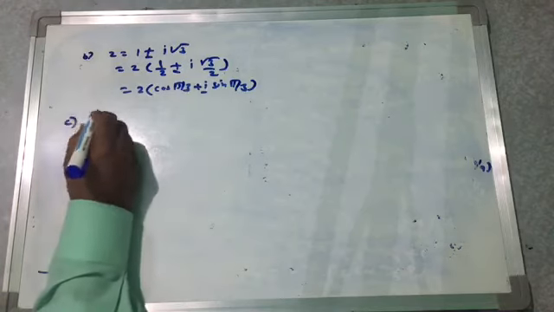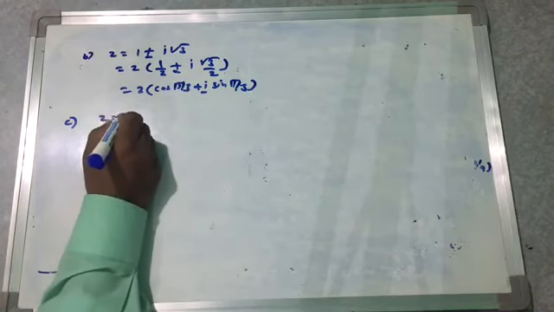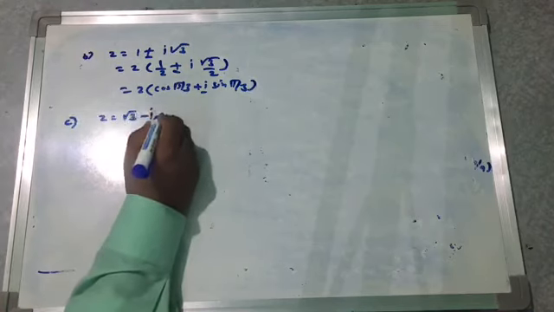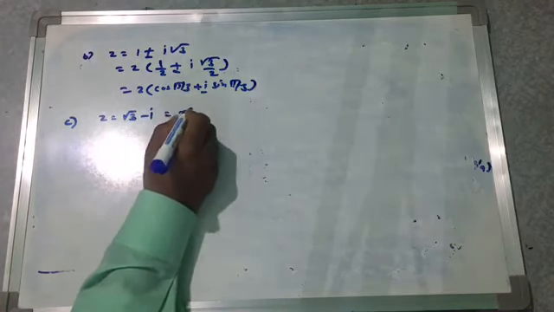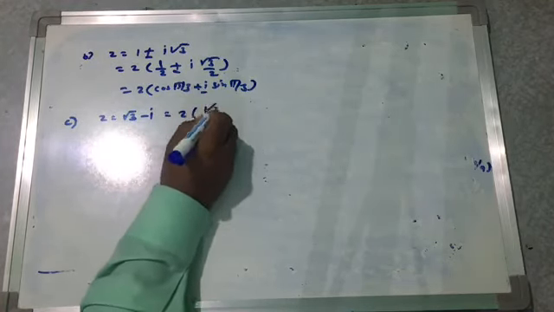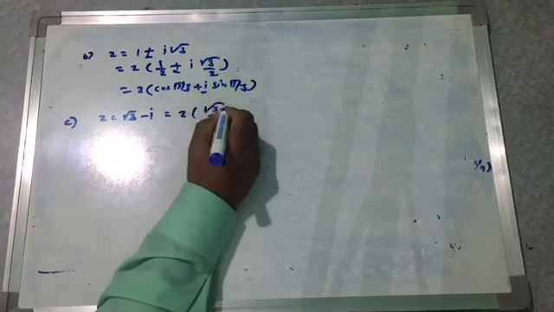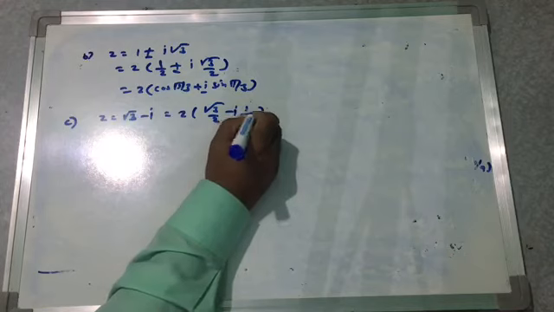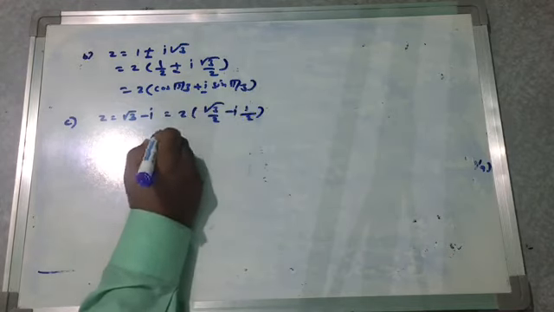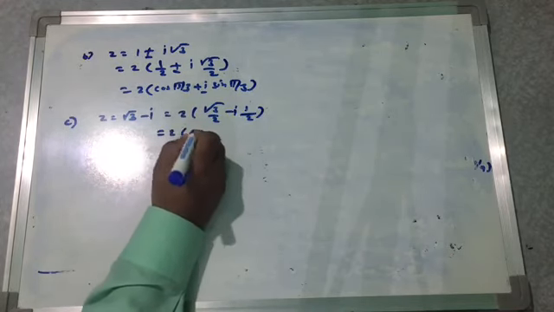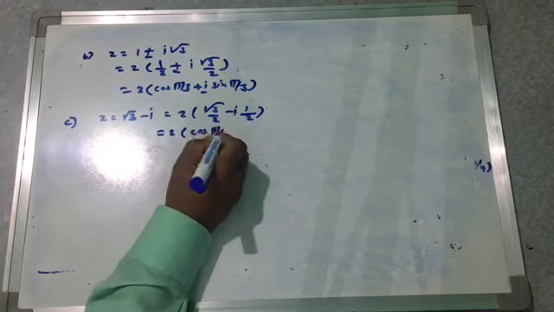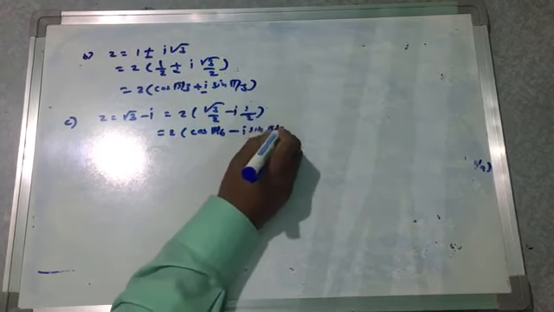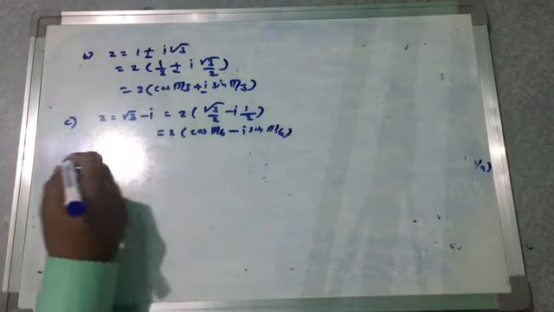In this manner, we have to calculate. z is equal to root 3 minus i. We have to find r. r is 2, then root 3 by 2 minus i into 1 upon 2. That is equal to 2 into (cos pi by 6 minus i sin pi by 6). So in this manner we have the result.